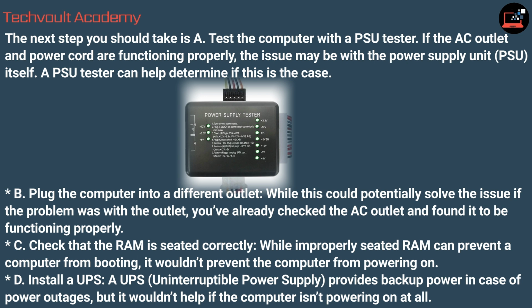B. Plug the computer into a different outlet. While this could potentially solve the issue if the problem was with the outlet, you've already checked the AC outlet and found it to be functioning properly. C. Check that the RAM is seated correctly. While improperly seated RAM can prevent a computer from booting, it wouldn't prevent the computer from powering on. D. Install a UPS. A UPS, uninterruptible power supply, provides backup power in case of power outages, but it wouldn't help if the computer isn't powering on at all.